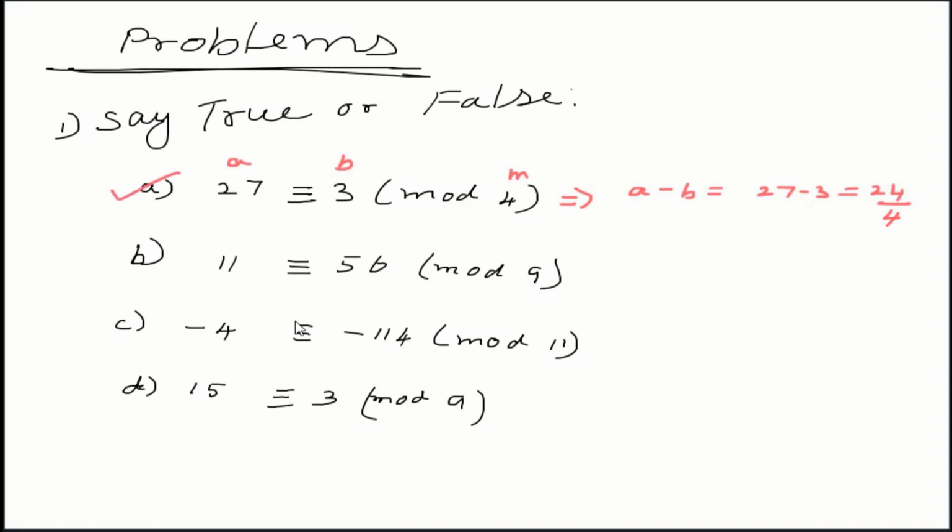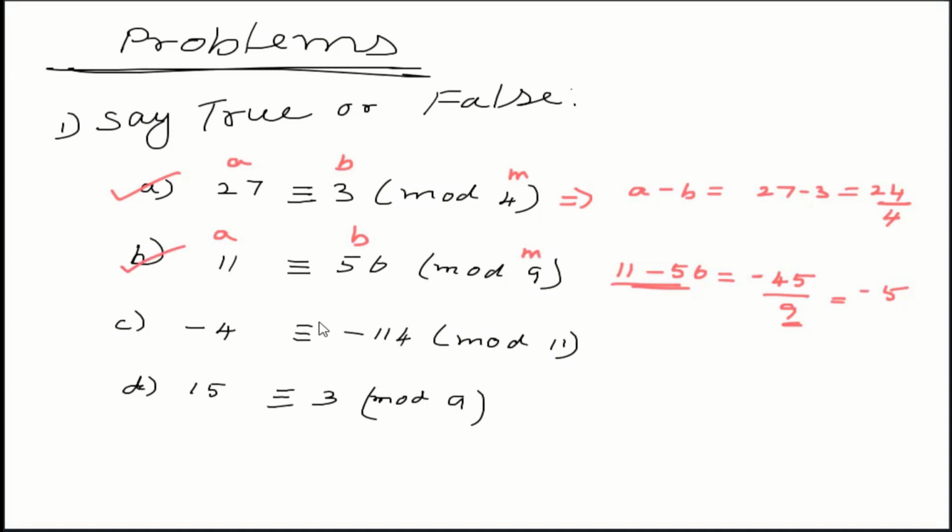Similarly here, this is a, this is b, this is m. We move on to the next example. 11 minus 56 is what? Negative 45. Negative 45 is also divisible by 9, correct? So this is also divisible. a minus b is divisible by m, so this statement is also correct.